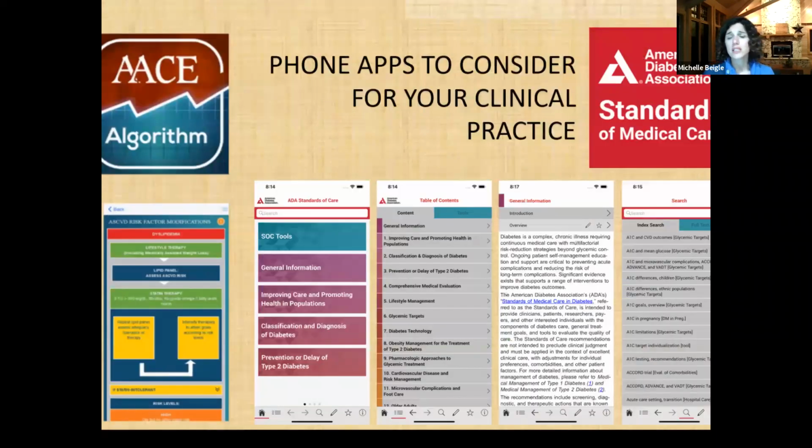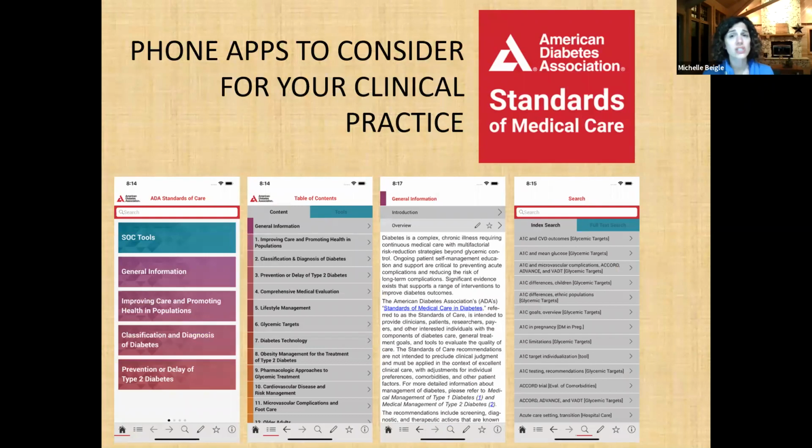The other one then is the other recommending body that we talked about. So this is the American Diabetes Association. This is a little snapshot of what their app looks like. They're actually quite similar in nature as far as the recommendations and then any targets and things like that that we're looking for, hemoglobin A1C goals and things like that.